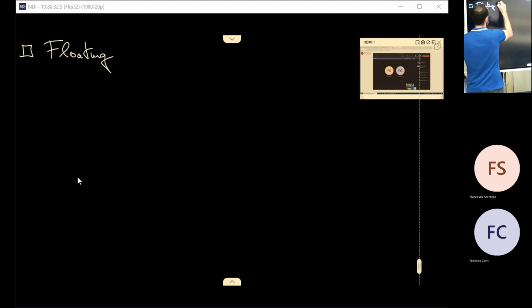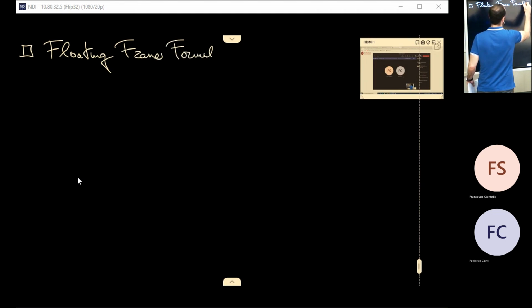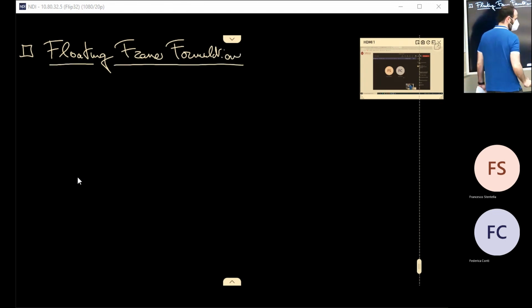So the idea today is to move forward with the subject that we have already started during last lecture. Just to recap a little bit, we are moving within the subject of the floating frame formulation, as an alternative to the absolute nodal formulation that we have already investigated.